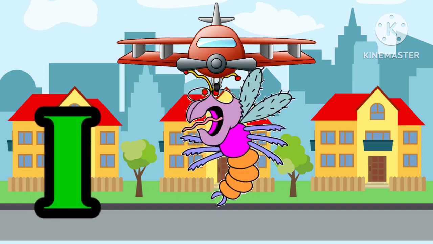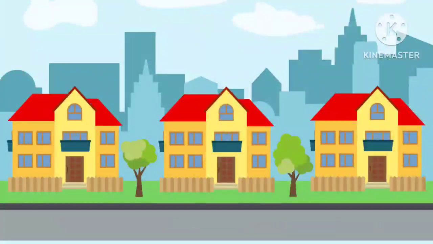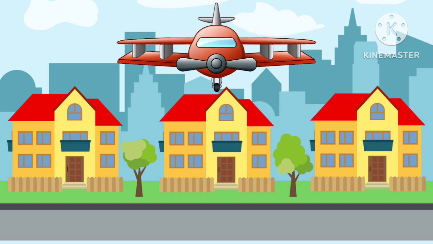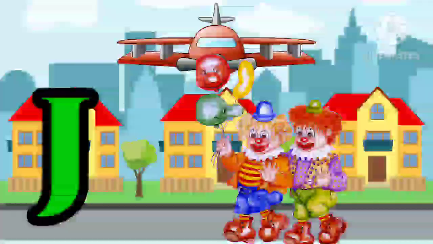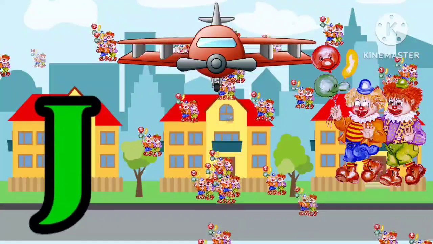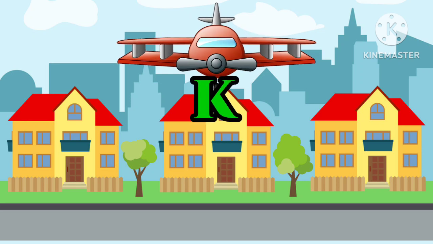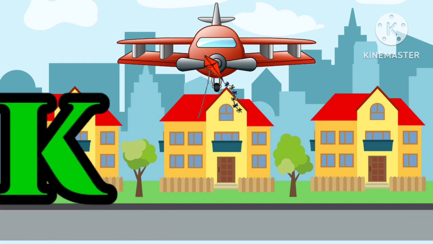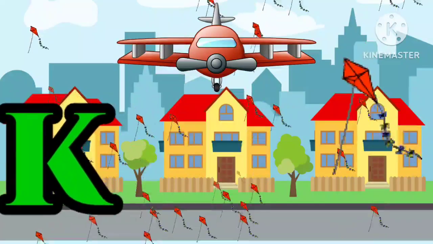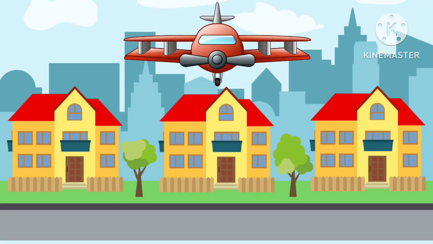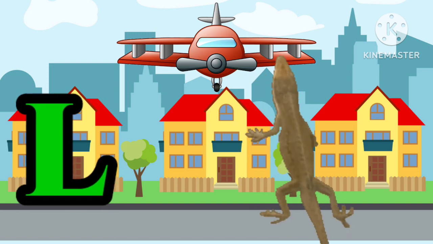I. I is for insect. J. J is for joker. K. K is for kite. L. L is for lizard.